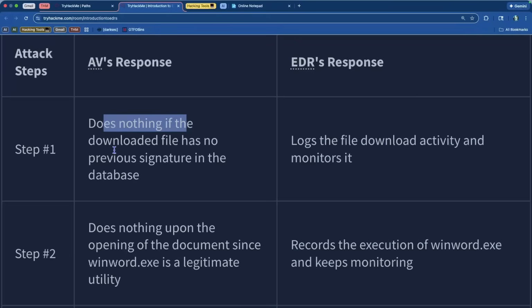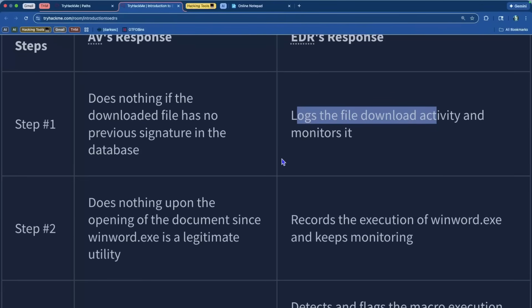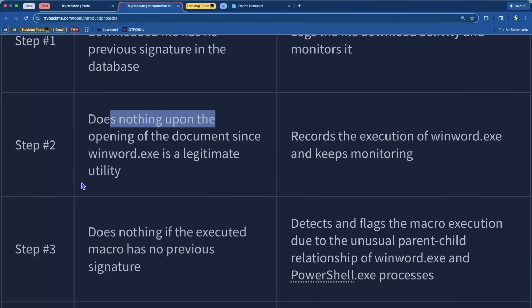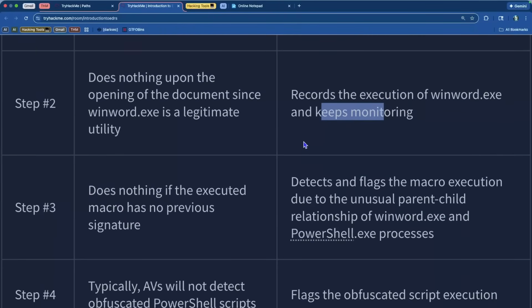Step one, nothing, because the file has no previous signature in the database. But the EDR logs the file downloaded as an activity and monitors that downloaded file. Step two, AV does nothing because the document opened. Since WinWord is a legitimate utility, there's nothing wrong. EDR records the execution of WinWord and keeps monitoring, right?